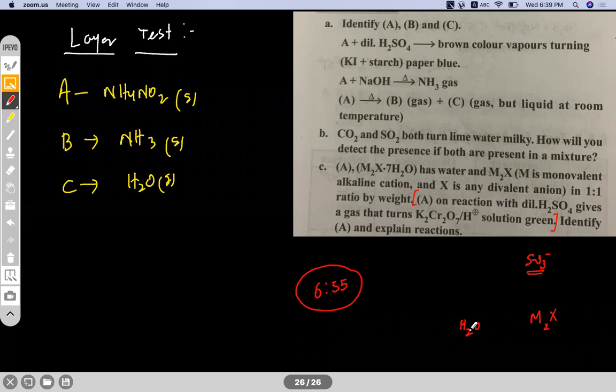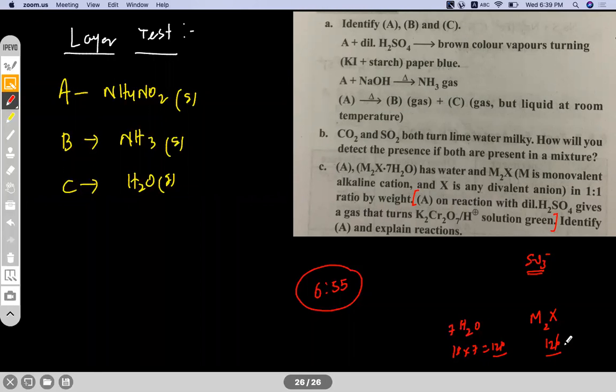The weight of water is 18 into 7, no? Because we have 7 H2O. So it comes out to be 126. And what should M be over here so that the weight of this would be 126, isn't it? This is the question, right?